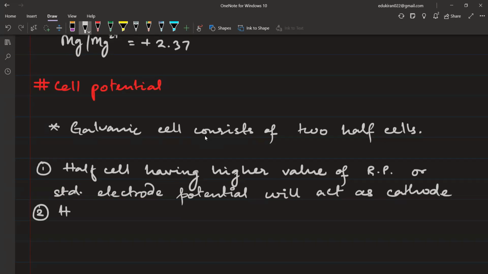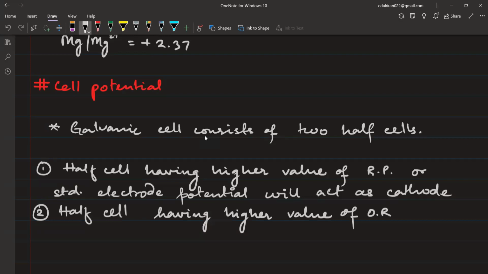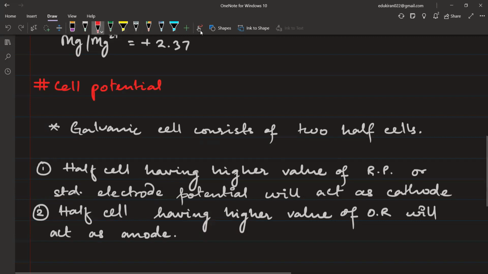Second, the half cell having a higher value of oxidation potential will act as anode. When I write value, it is the complete value, so the sign is going to matter. We have not written magnitude, it is the complete value, so look at both positive and negative.